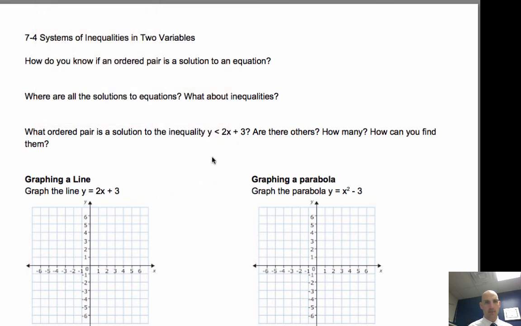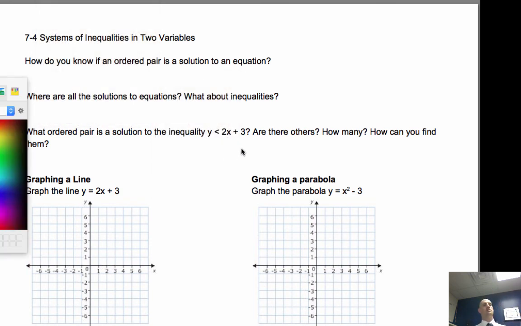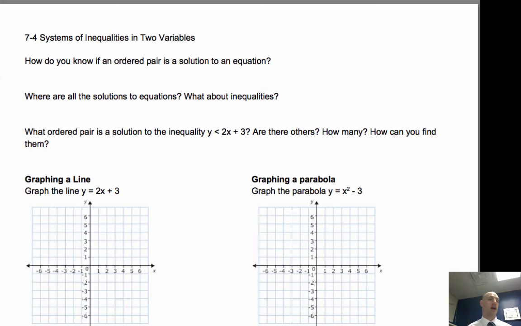Welcome back. Today we're going to talk about solving equations, well, actually inequalities that are systems. So we're going to start out by talking about systems of inequalities, what it would mean to be a solution to an equation. Then we're going to talk about graphing inequalities, and then we're going to move into graphing two or more inequalities on the same coordinate plane.